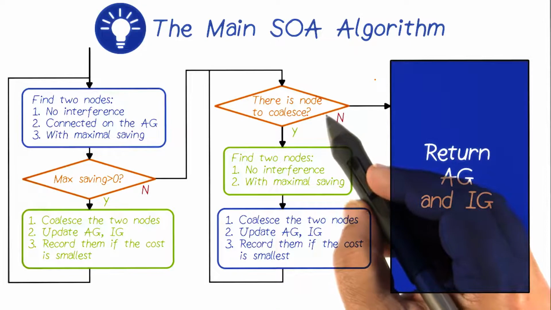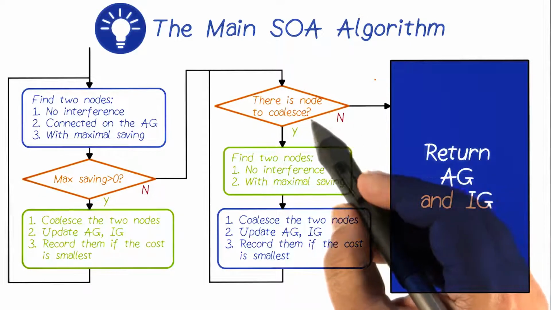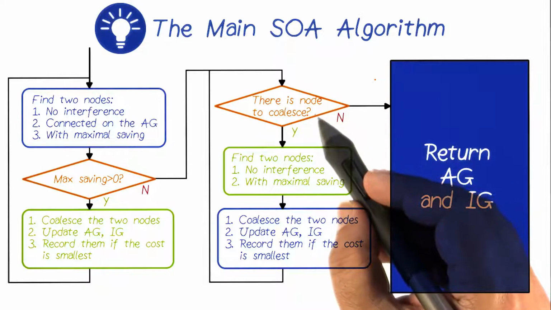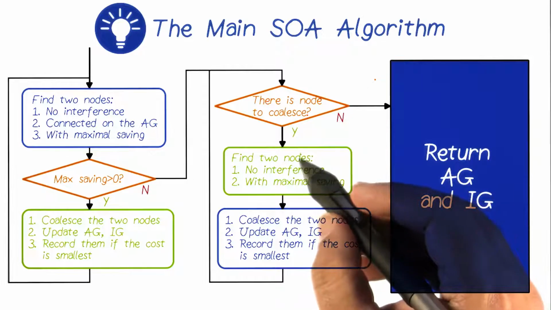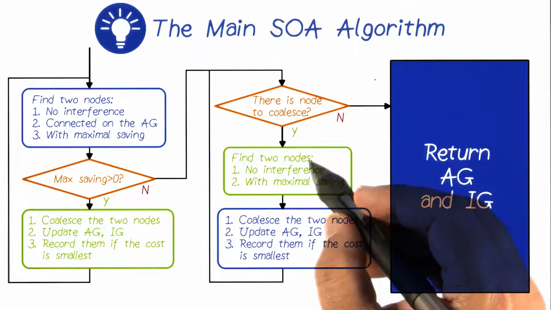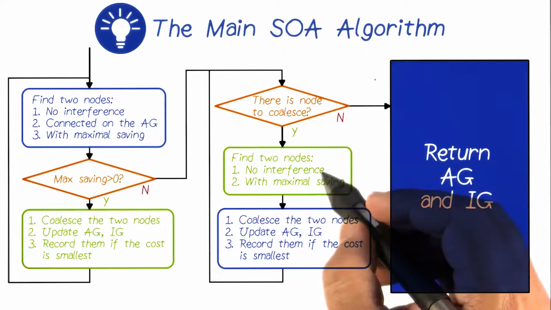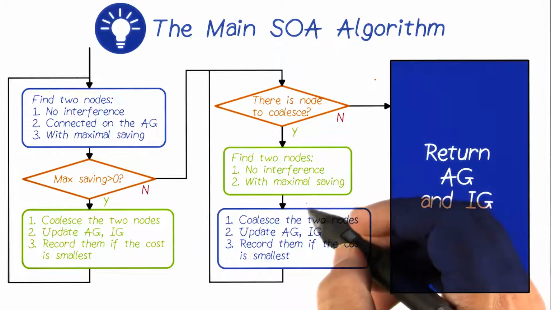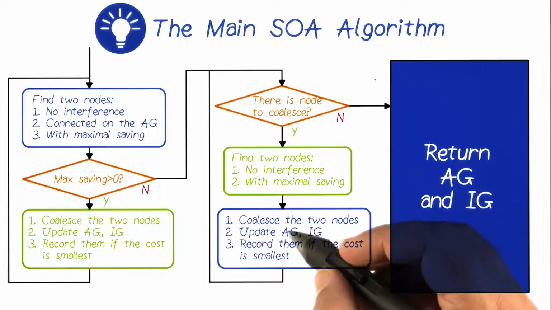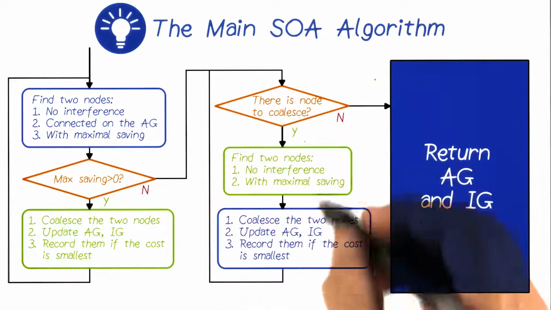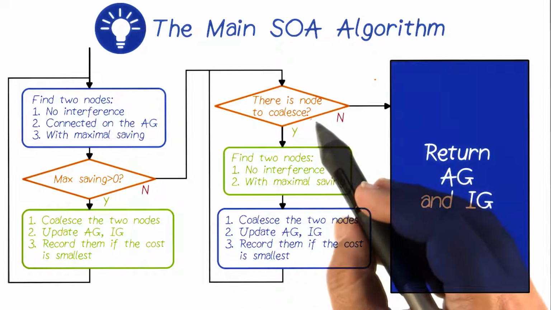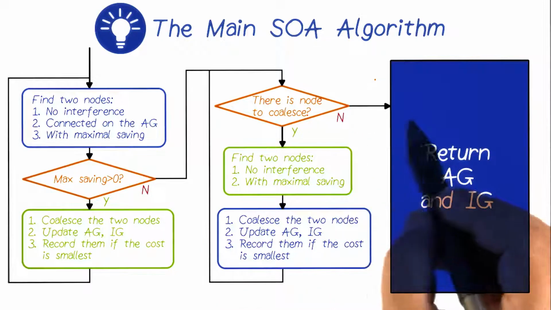In the next step, it looks at the modified AG, access graph, and finds out if there is a further possibility of doing coalescing. If there is a possibility, then it will try to find the effect of coalescing if there is no interference, and it will check the cost of this particular solution with the original one, and if it is better, then it will record that as the better solution, and it will iterate through this loop till it does not find any further node to coalesce.